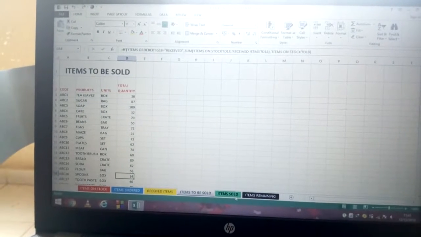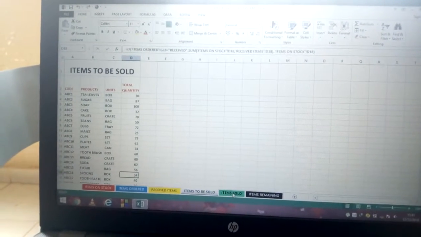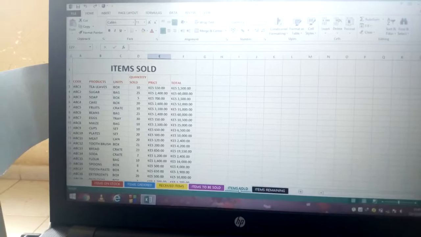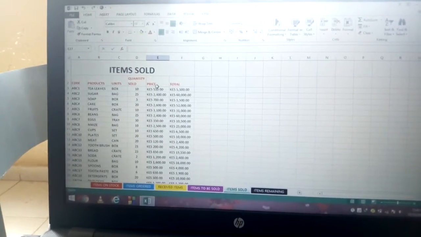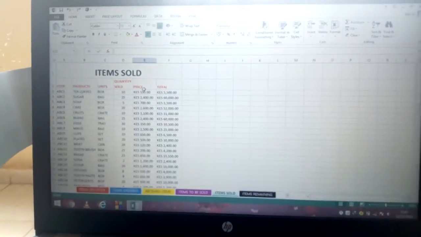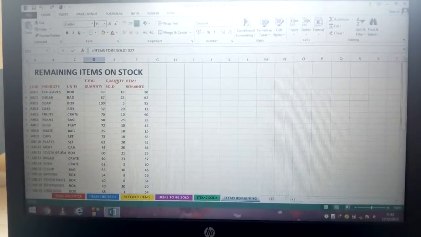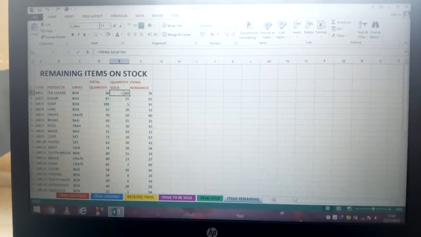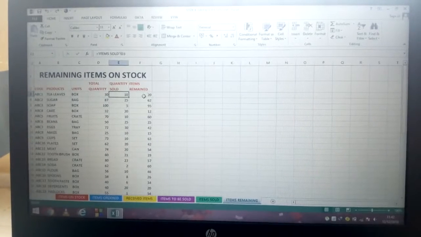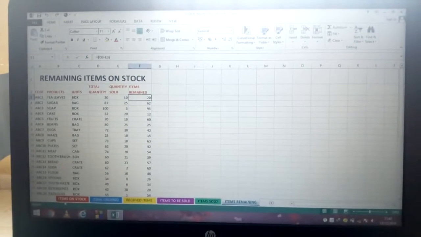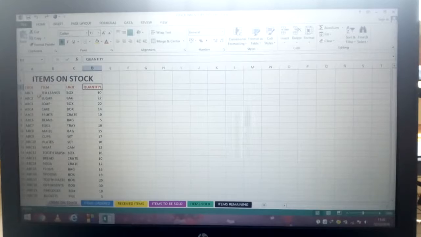Our next sheet is items sold. These are the total items which have been sold from the stock, and then we have the items remaining, which comprises the amount which has remained after being sold. So let's go to our items on stock.